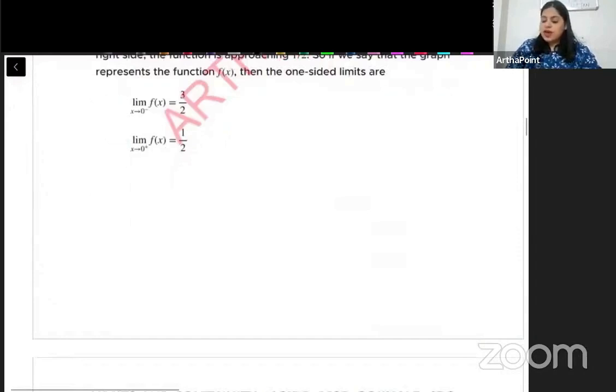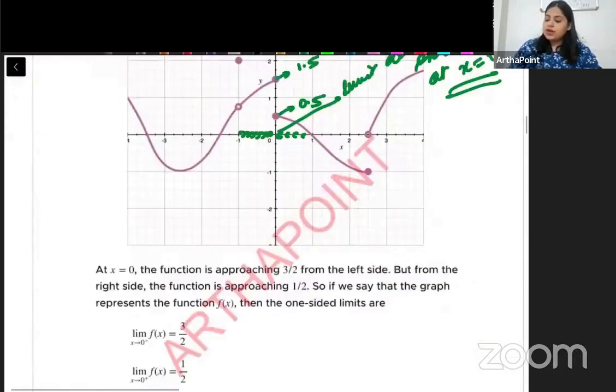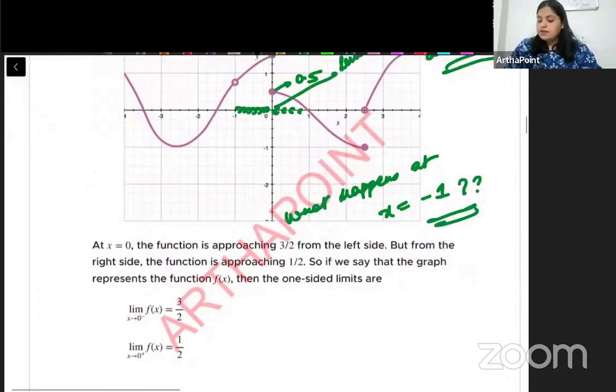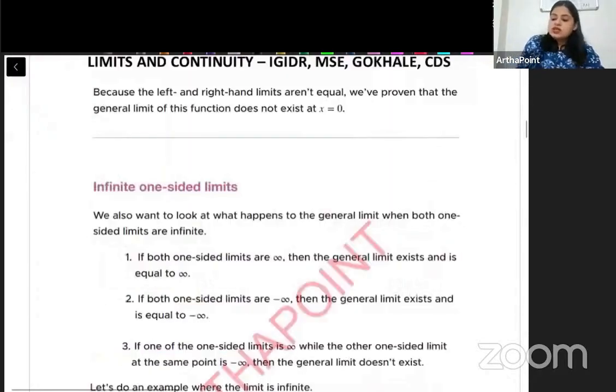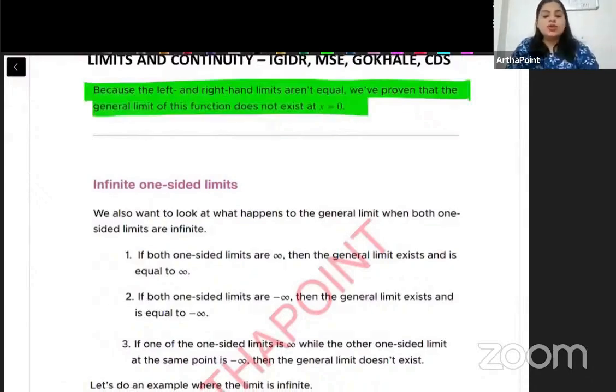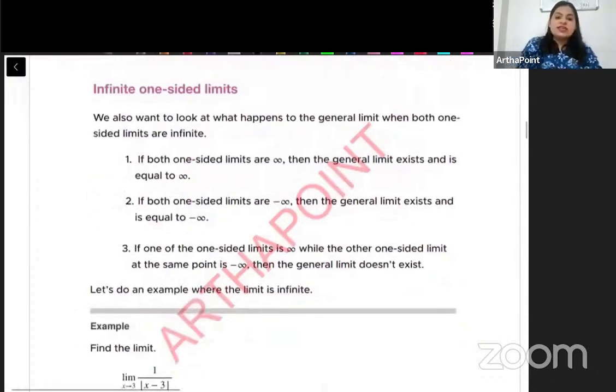Okay. So now as homework, I want you to check what happens at x is equal to minus 1. Okay. Fine. So since the left-hand side and right-hand side are not equal, we have proved that in general, the limit does not exist at x is equal to 0. Now, beta, we want to talk about the infinite one-sided limits.